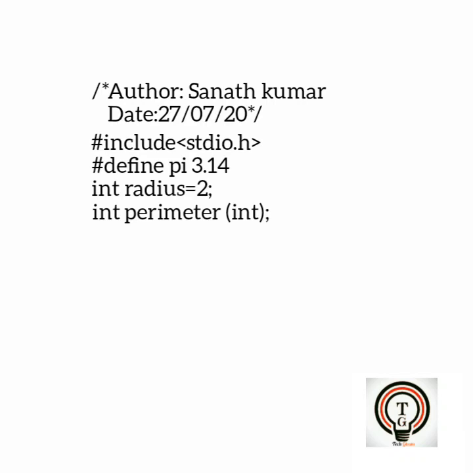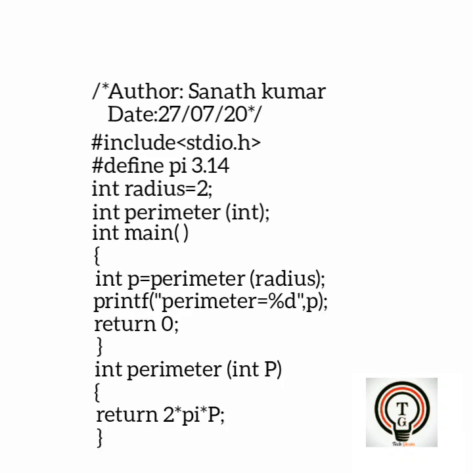Next, we have defined a function perimeter with a parameter and return type as integer. In the main function, we have declared a variable p and assigned it with the function perimeter, passing the radius as its argument. Later, printed the perimeter value. After the main program, we have defined the function perimeter with an argument p which returns the perimeter of the circle.